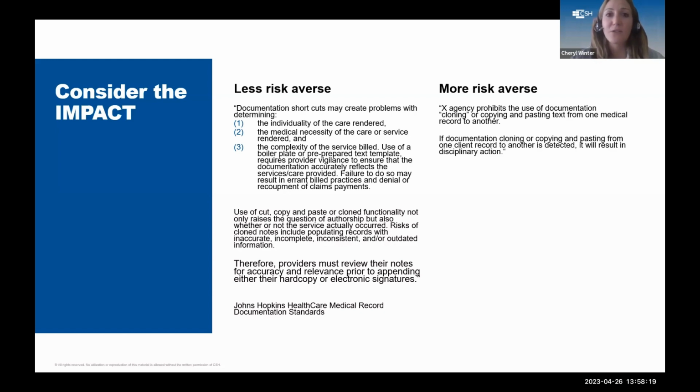And those staff were beloved by tenants, were excellent case managers, but really struggled with documentation and time management related to documentation. Had they worked at the agency on the left, the conversations and the disciplinary actions may have looked slightly different. On the left-hand side, they recognize that cloning might happen, but there's this clause here that providers must review their notes for accuracy and relevance prior to signing, essentially.